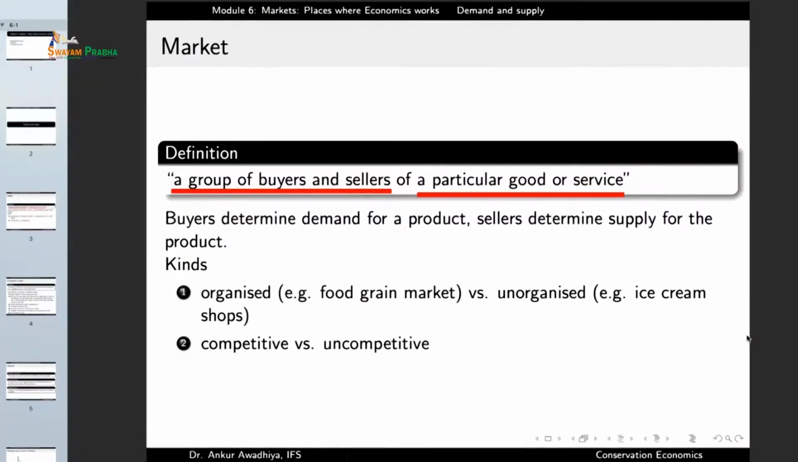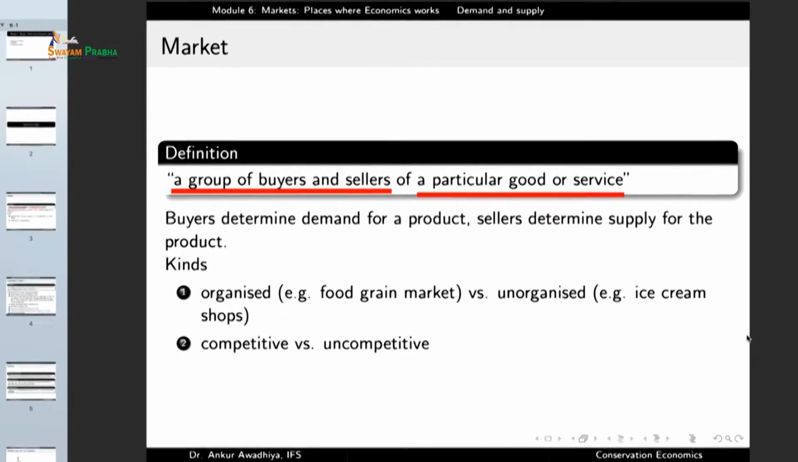Similarly, the sellers determine the supply in the market because the sellers are the suppliers of the good or service. So if there are more sellers, or if each seller decides that he or she is going to supply more of these goods and services, then the supply in the market will go up. So buyers determine the demand for a product and sellers determine the supply for the product.